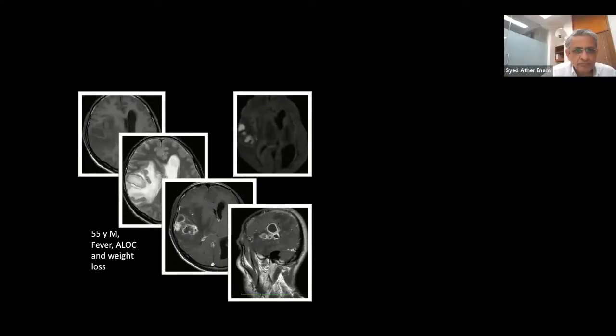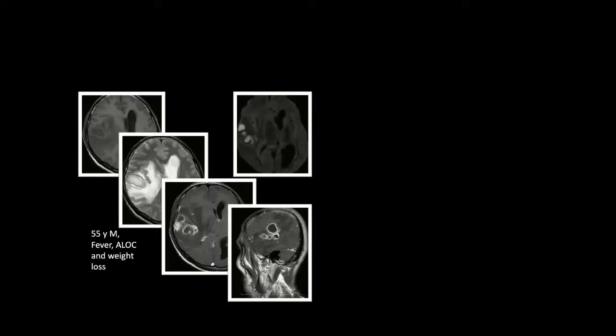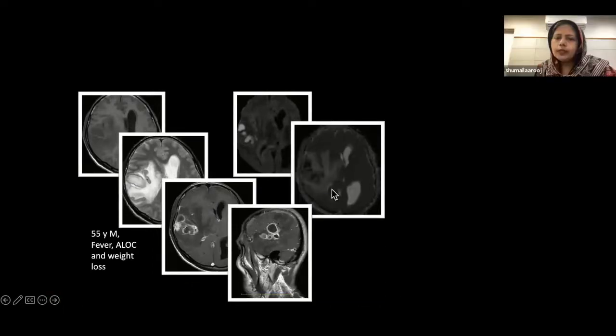What is this sequence and what are the findings? This is the DWI, which is showing the diffusion restriction of the same lesion which was seen in the T1 post-contrast. And what is this sequence? This is the ADC map, right? So this is diffusion and this is the ADC map. So all the areas which are showing diffusion restriction, they appear low on ADC map. And the surrounding vasogenic edema, it appears hyperintense on ADC map.